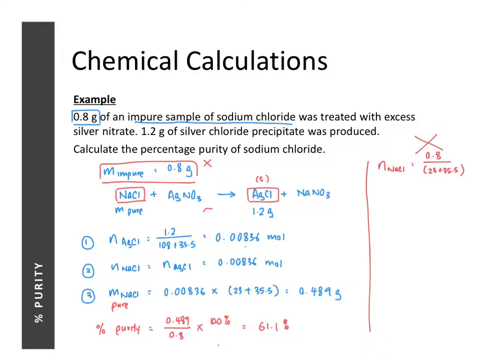Why is that so? Because 0.8 grams is for your impure sodium chloride, meaning sodium chloride mixed with something else. So we cannot use this mass to find the number of moles of sodium chloride, because we don't know how much of it is there. Not all 0.8 grams of this solid is sodium chloride. So it doesn't make sense to divide this mass by the molar mass of sodium chloride to find the number of moles of it.